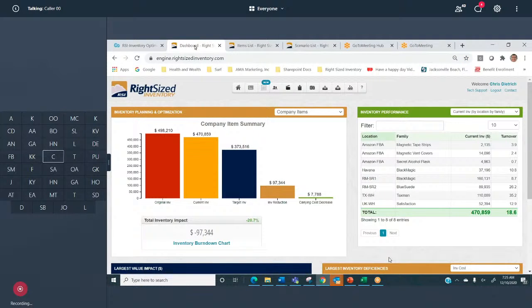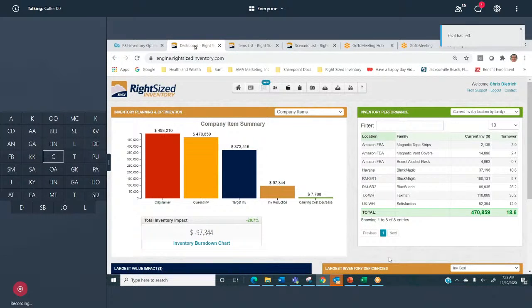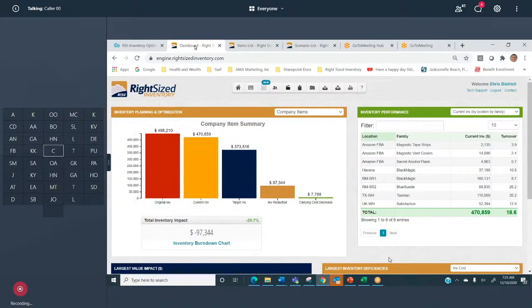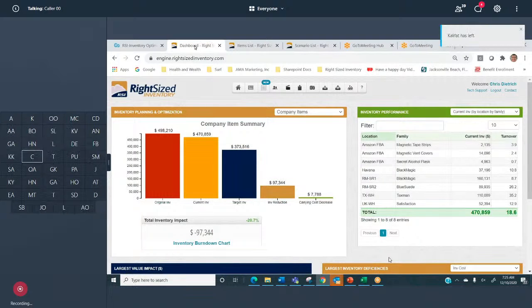Before I jump on here, I want to be very, very clear that RSI does three things, and we do three things very, very well. We show our clients exactly how much to carry in each location. We tell them exactly when to reorder, and we tell them the exact right SKU mix to reorder. Those are the three core principles of RSI. Everything else that you see here on our platform is a result of new releases and adding over 50 extra layers that have been requested.